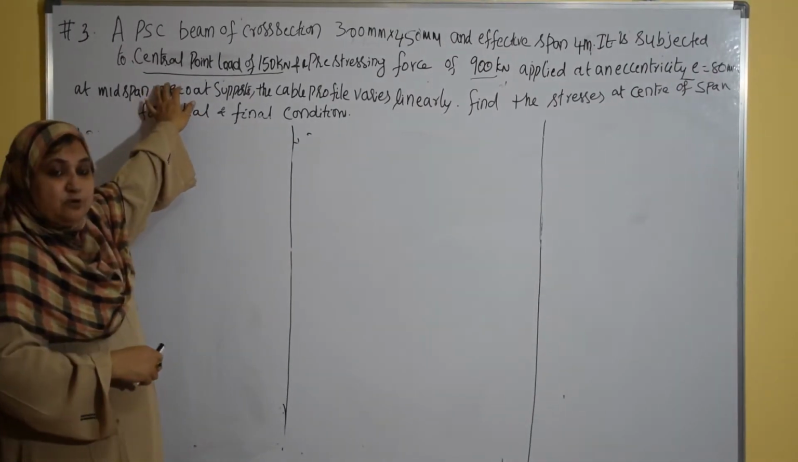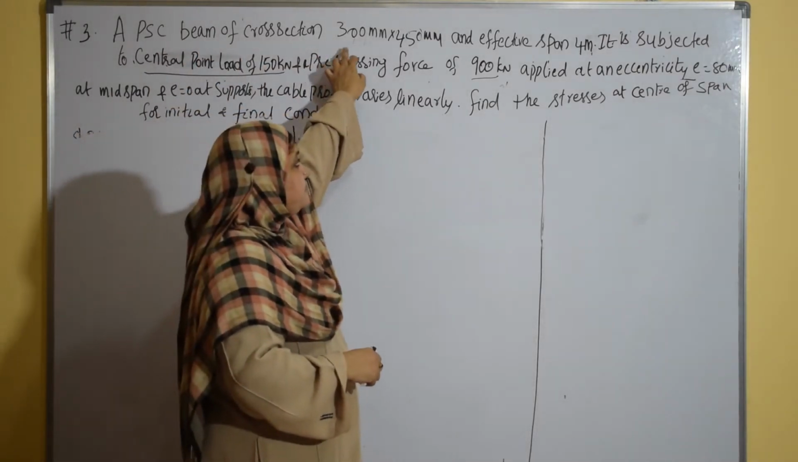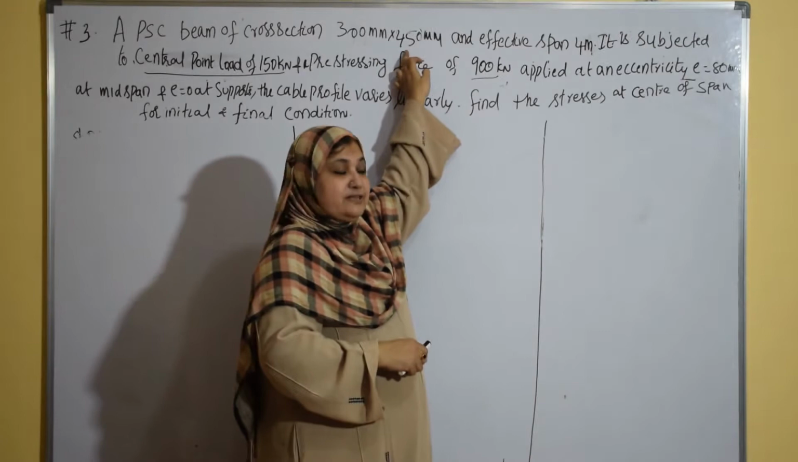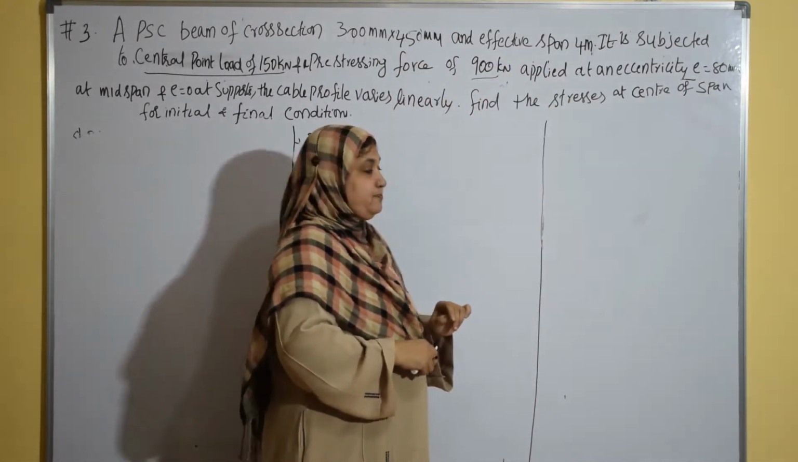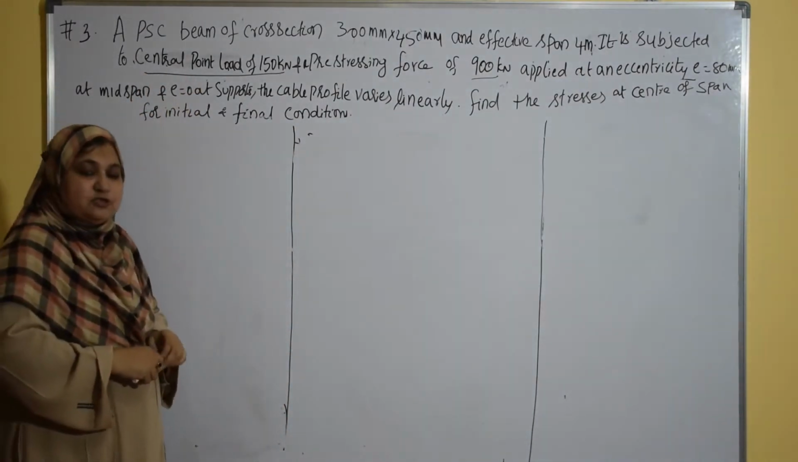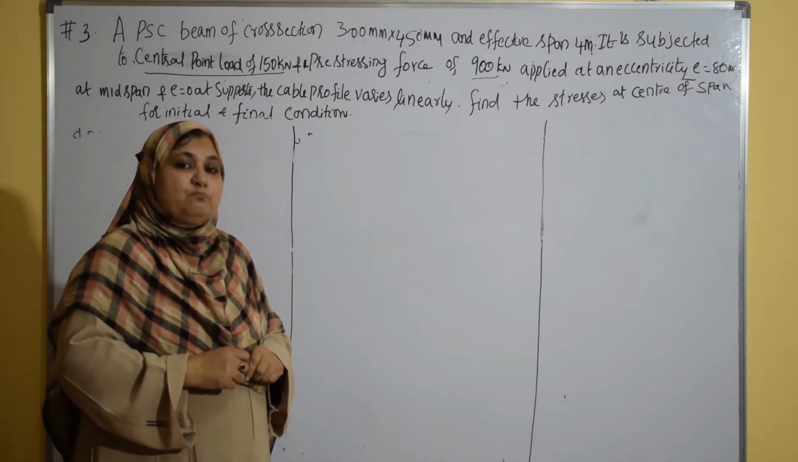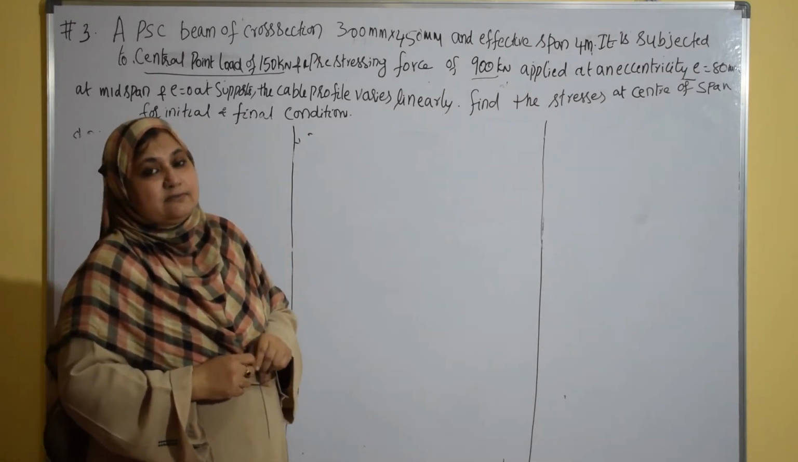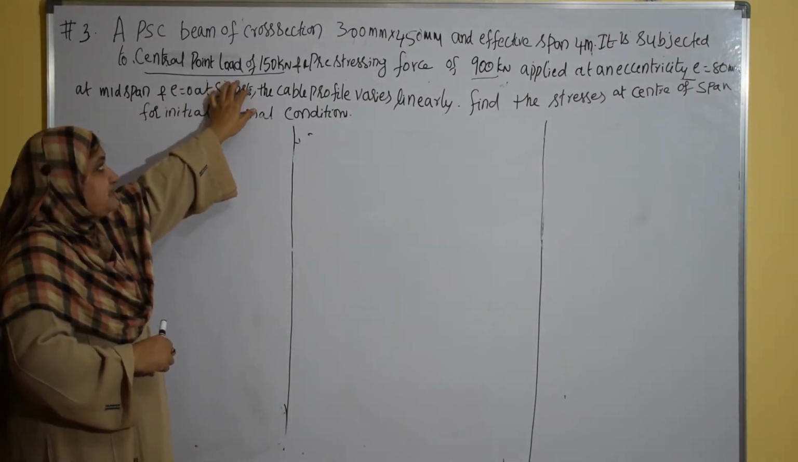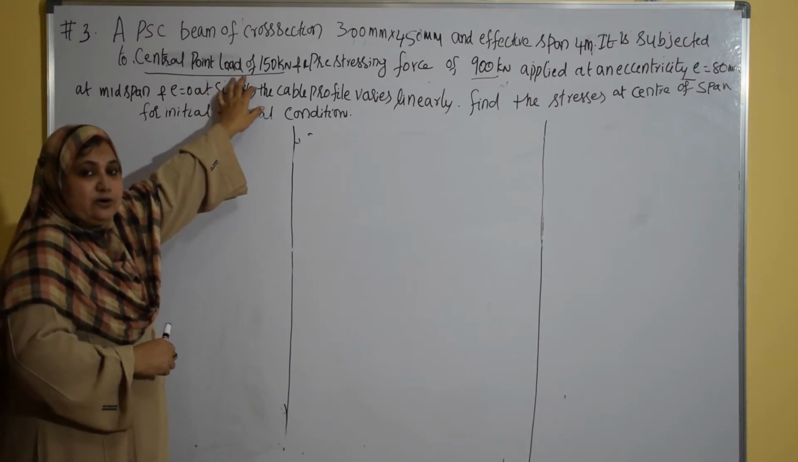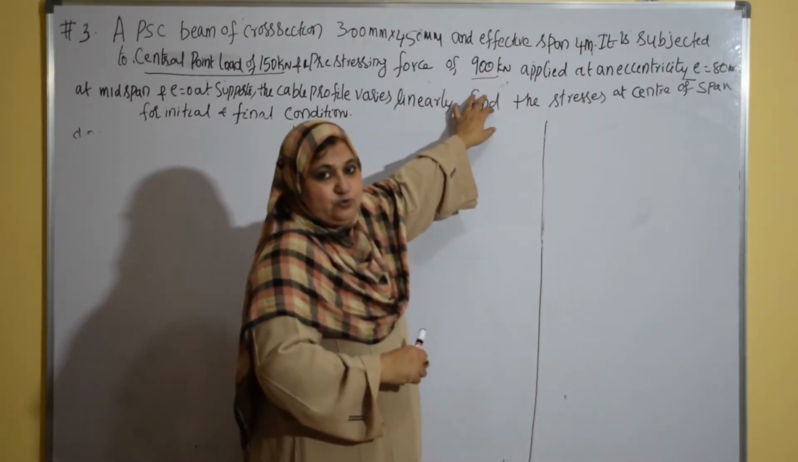The question is already written on the board. A PSC beam of cross section 300 mm by 450 mm with an effective span of 4 meters. This beam is subjected to a central point load. In this problem I have taken a central point load instead of UDL. You know how to calculate the point load bending moment. This is the live load on the beam, 150 kilonewton. Besides dead load, it has a point load acting at the center. Then a pre-stressing force of again 900 kilonewton.